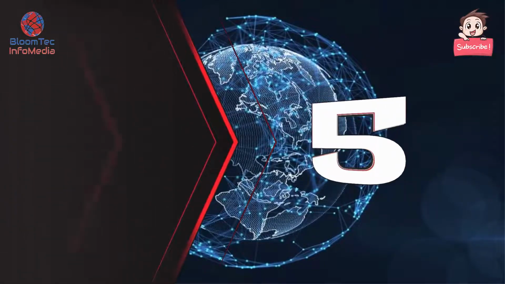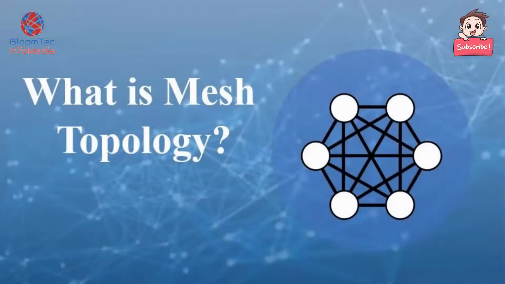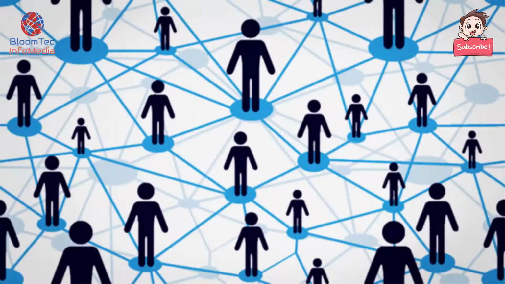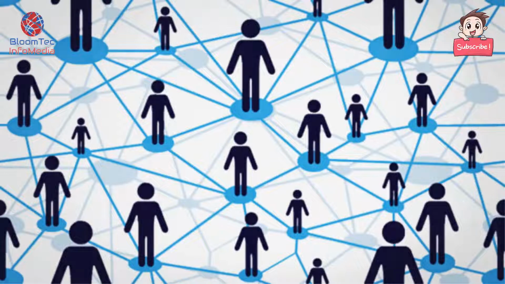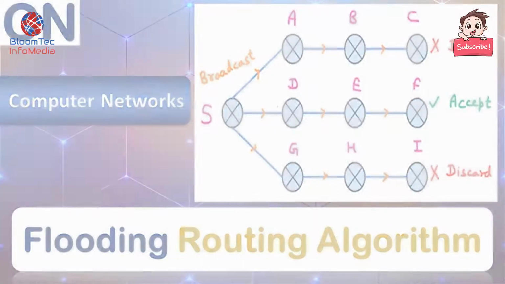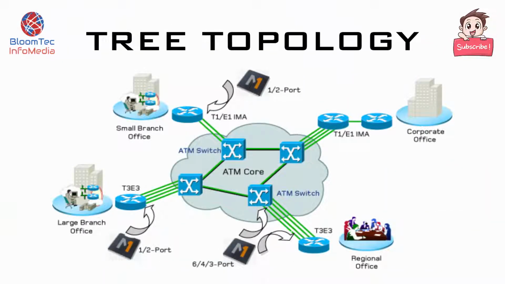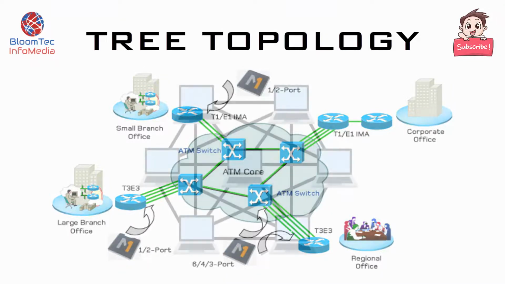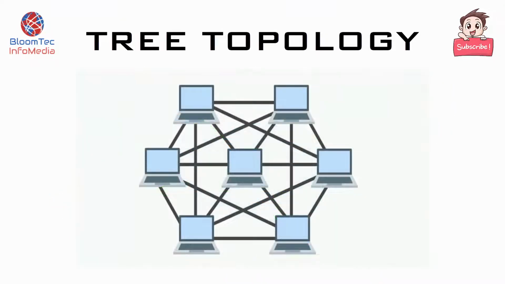Number 5. Mesh topology. A mesh topology is a point-to-point connection, where nodes are interconnected. In this form of topology, data is transmitted via two methods, routing and flooding. Each node is connected to every other node with a direct link. This topology creates a very reliable network, but requires a large amount of cable and is difficult to administer.